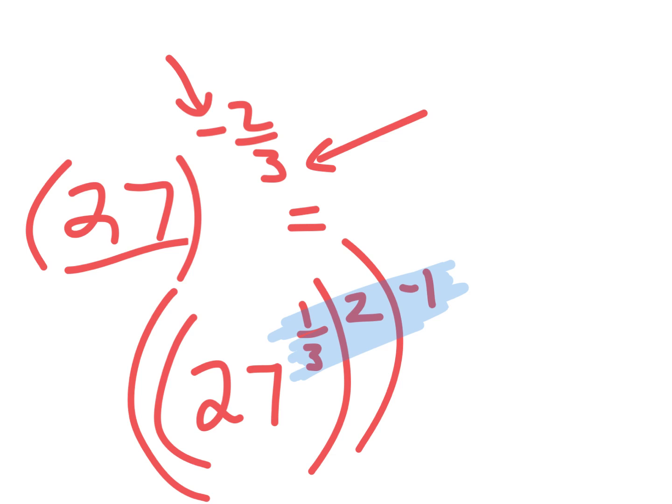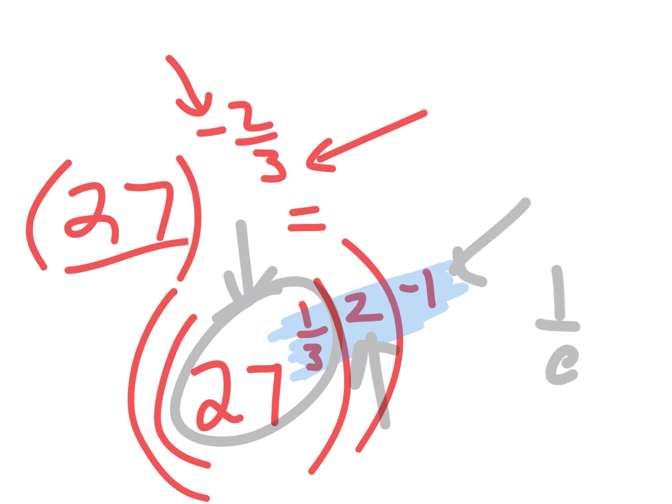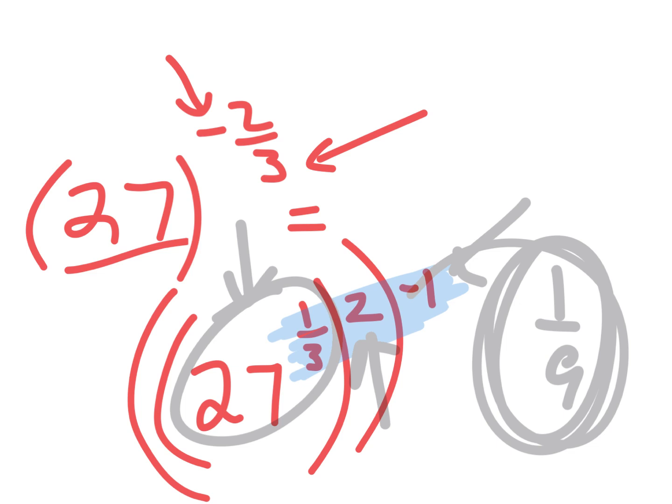Okay, because this part's easy. What's that? 3. Square it. Flip it. 1/9. Who had 1/9? Sweet.